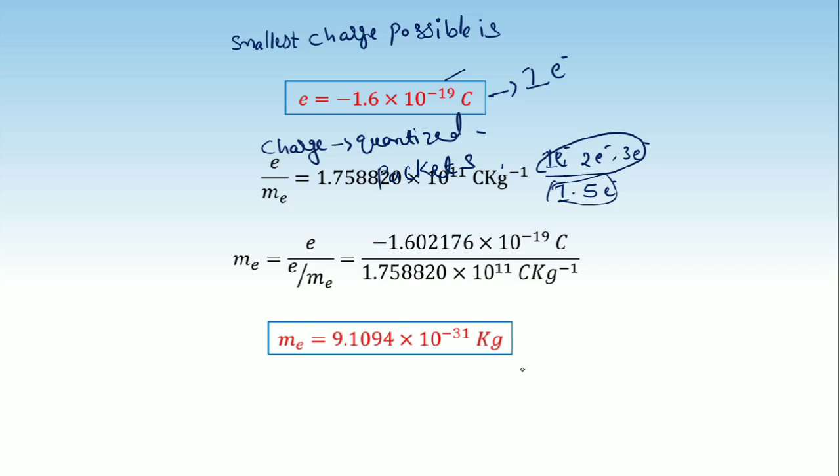This experiment was mainly done to find the charge of one electron and the mass of an electron.